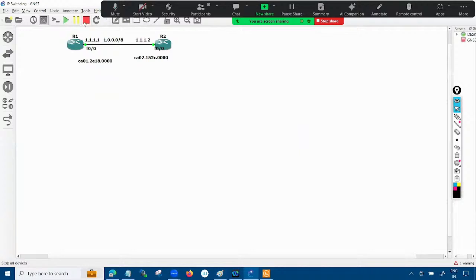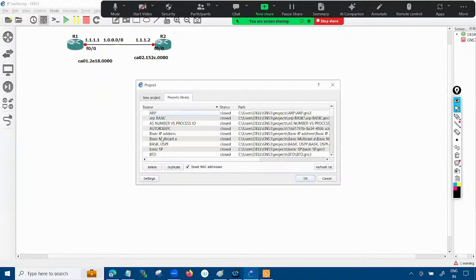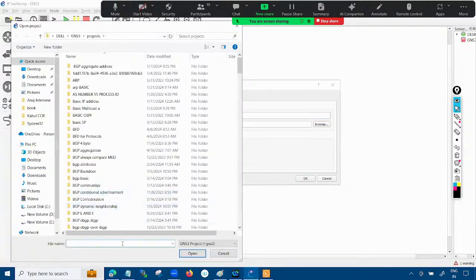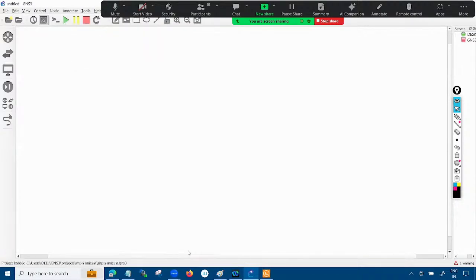Now I'll show you how. It's a pretty simple command to enable MPLS, nothing else. It's not rocket science. For MPLS, your CEF must be enabled. If your CEF is not enabled, you cannot achieve MPLS.